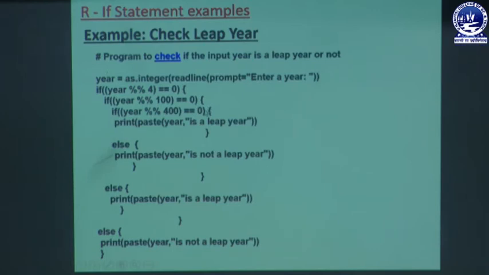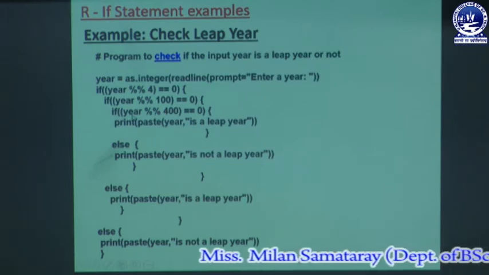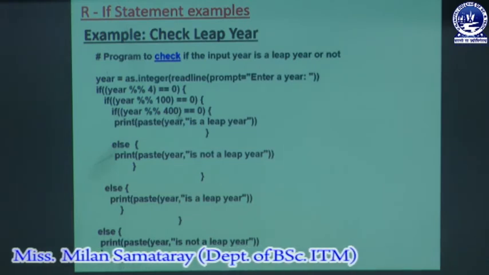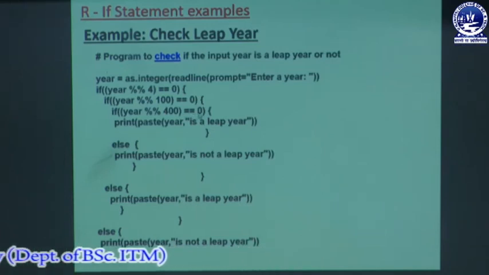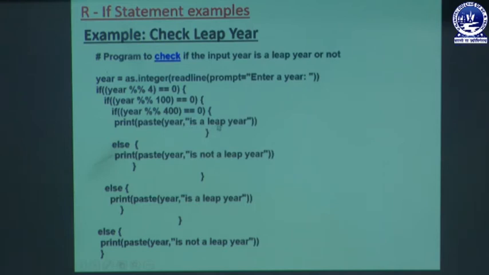then the next statement contains if year modulus 400 equals 0, that means the year, whatever it contains, 2000 modulus 400 equals 0, yes, it is true. Then print paste year is a leap year. So here it will be displayed that year is a leap year, and the year is 2000. So these statements will be executed.